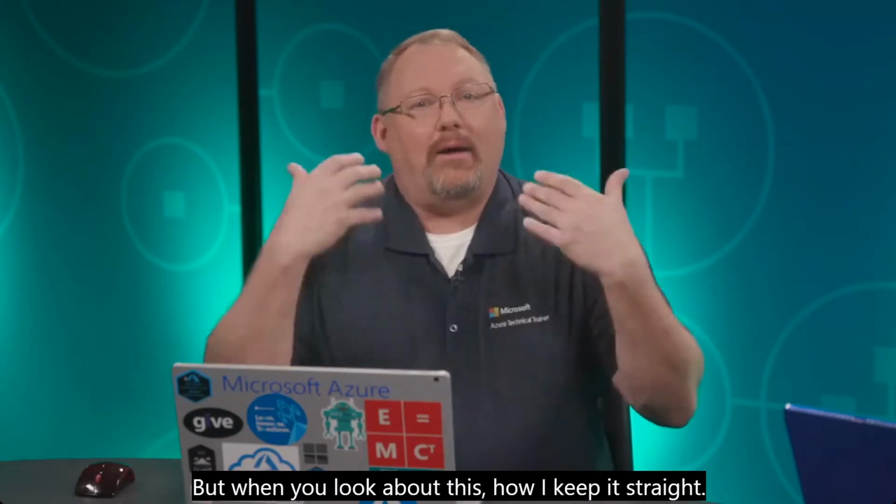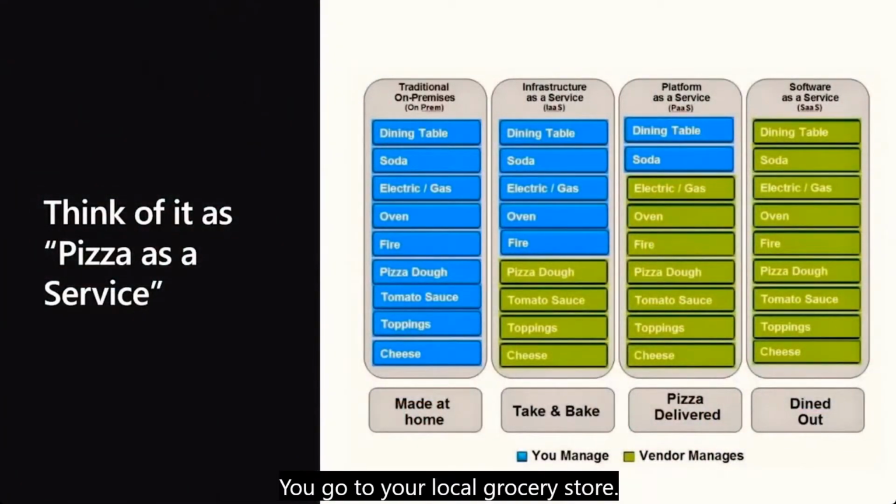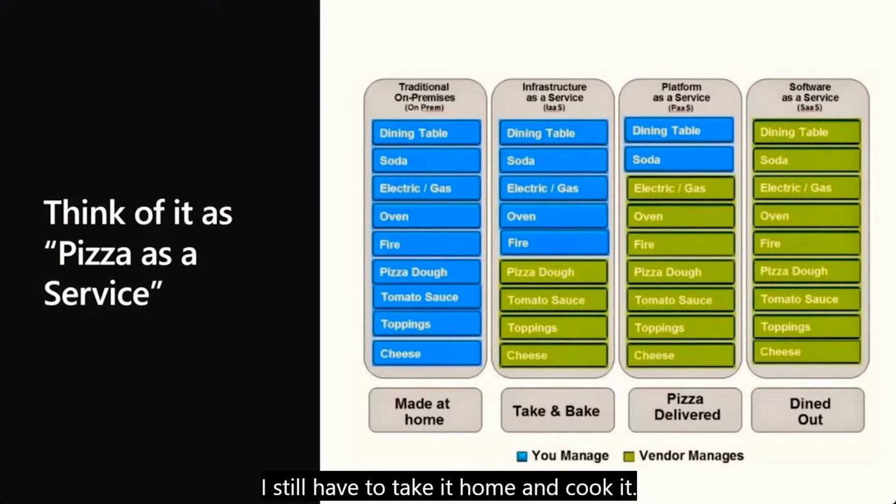But when you look at this, here's how I keep it straight. Infrastructure as a service, IaaS, that's take and bake. You go to your local grocery store, and in Texas, we have a thing called Pop and Air Freeze where, hey, I want this pizza. I still got to take it home and cook it. I still have to maintain it. Or I have it delivered. I just pick up the phone, call somebody, and they deliver a pizza to my house.